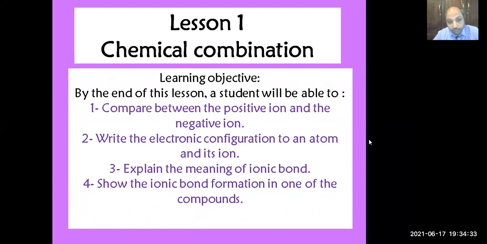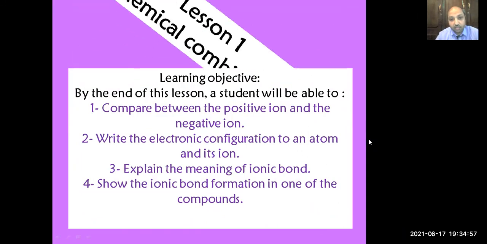Today, inshallah, we're going to talk about chemical combination. By the end of this lesson, you will be able to: one, compare between the positive ion and the negative ion. Number two, write the electronic configuration of an atom and its ion. Number three, explain the meaning of ionic bond. Number four, show the ionic bond formation in one of the compounds. Let's start.